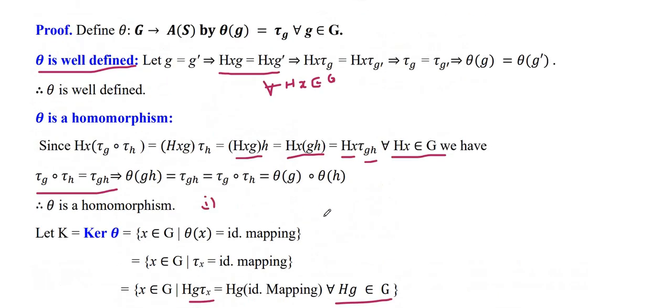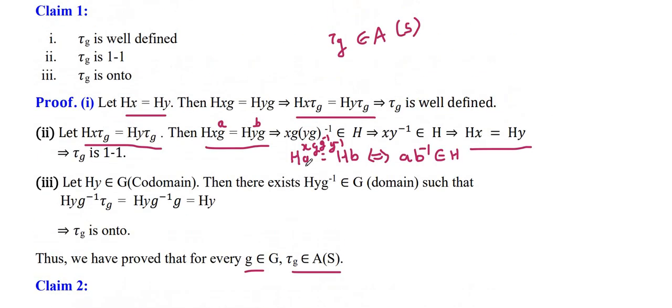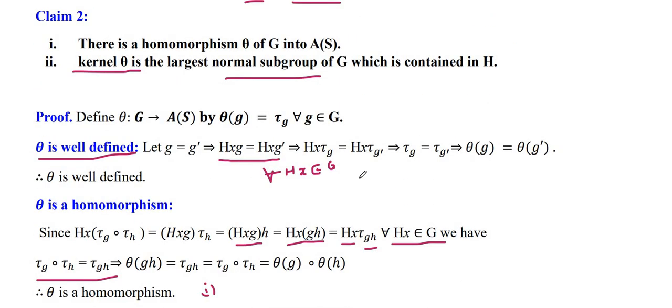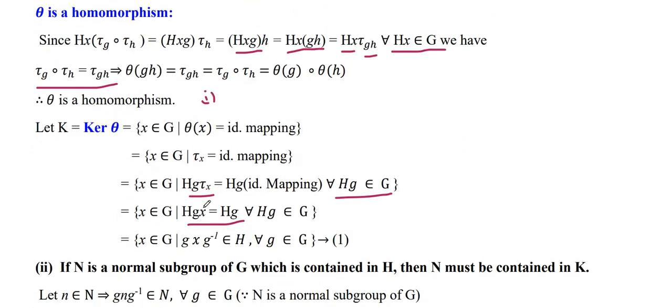But again, we make use of this result: Ha equals Hb if and only if ab inverse belongs to H. So that is used here, so that you have gxg inverse belonging to H. And here, where do we have our g? Hg belongs to G, the collection of right cosets that we have. So naturally our g should be there in capital G. So kernel theta is nothing but this. We shall name this as 1.